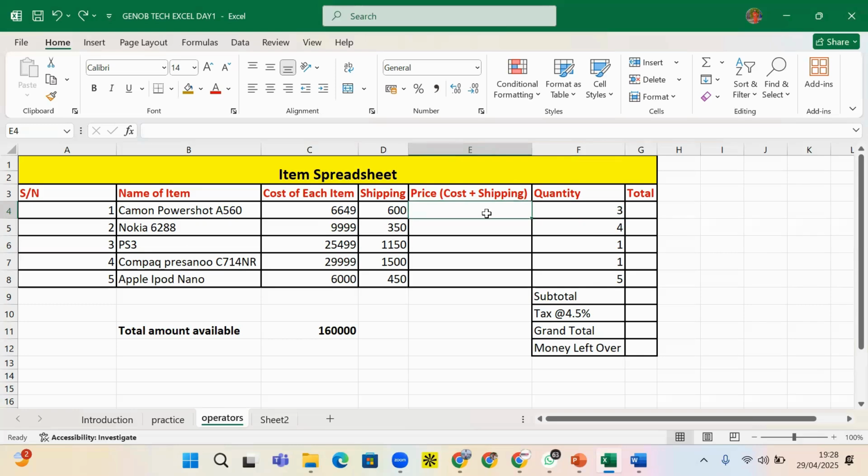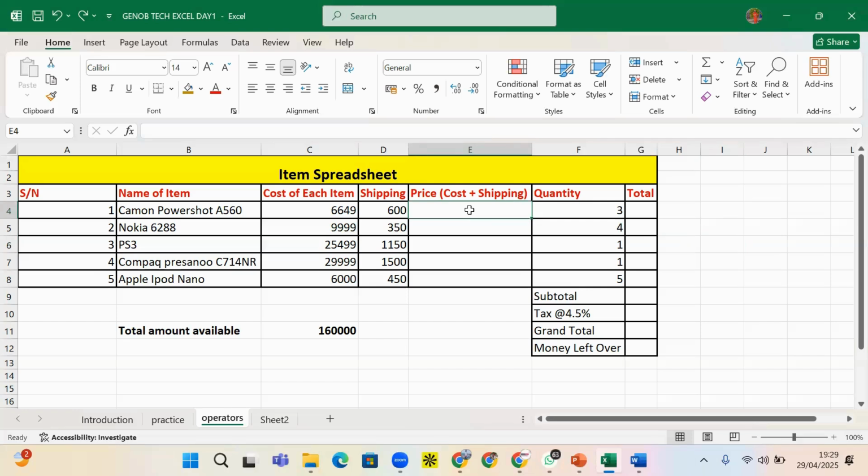So let's perform some calculation using arithmetic operations. The first one is the addition operator. So addition, as we know, is plus. Another name for addition is sum. So let us use the operator and not the function, because in this case, sum is a function. But the operator is the plus, which is the sign.